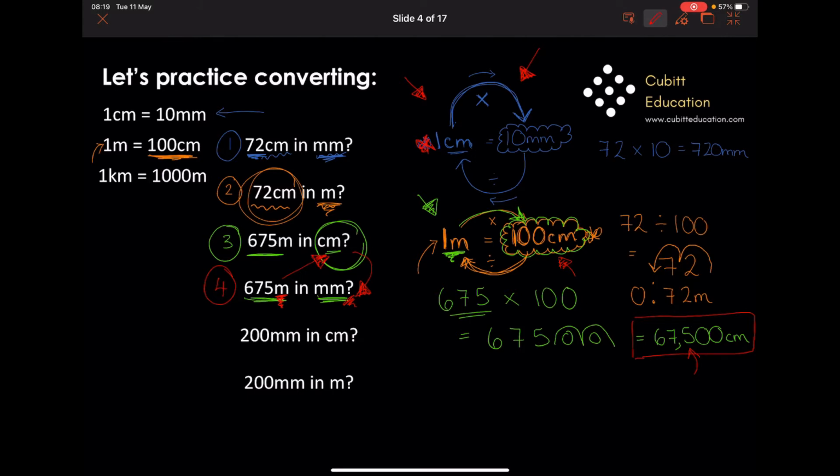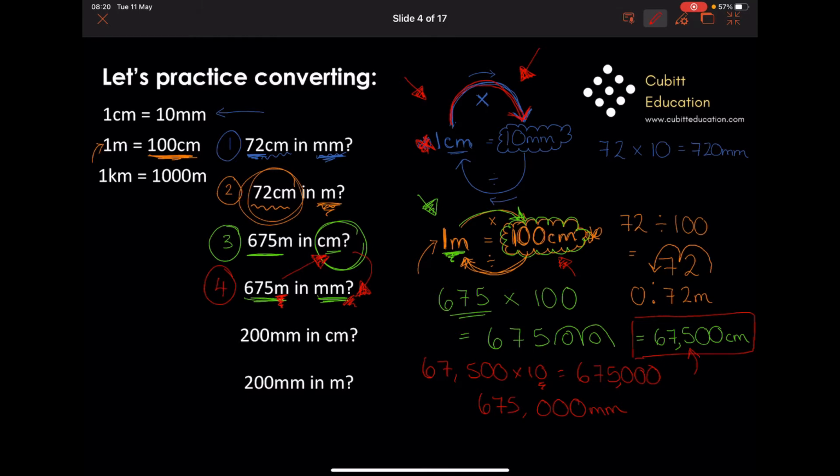I'm going to take my 67,500, and if I'm going to millimeters, I'm going to have to times by 10, okay? So 67,500 times by 10 equals, and if we just write out the number, we just need to put an extra 0 on the end because 10 just has 1 0, so when we times by 10 we add another 0. Okay, and if we write that out properly, it would be 675,000 millimeters, and that's quite a lot. Okay.